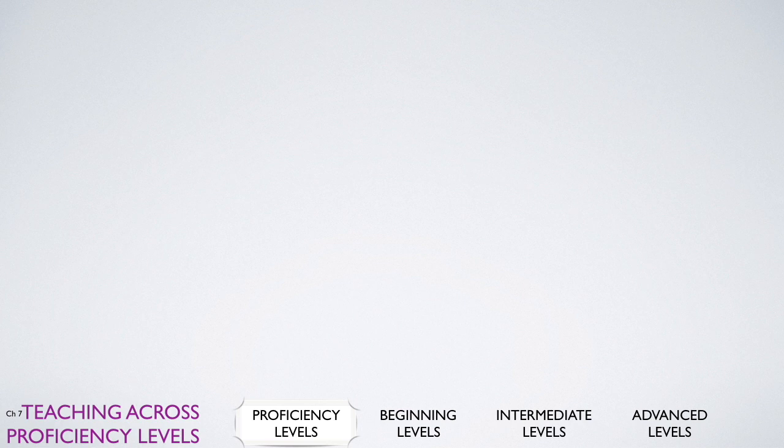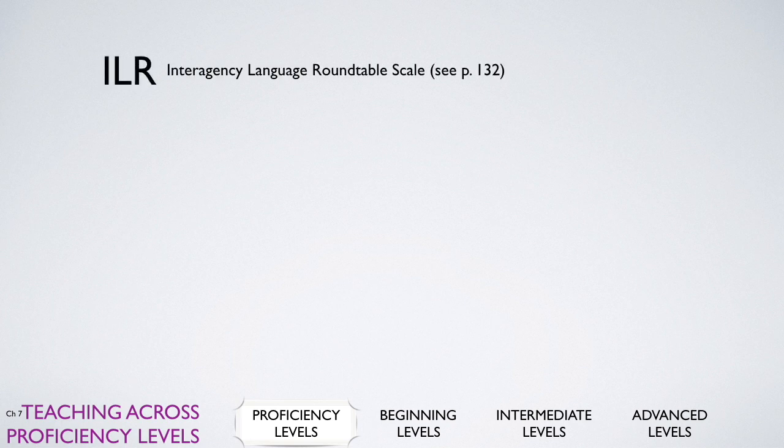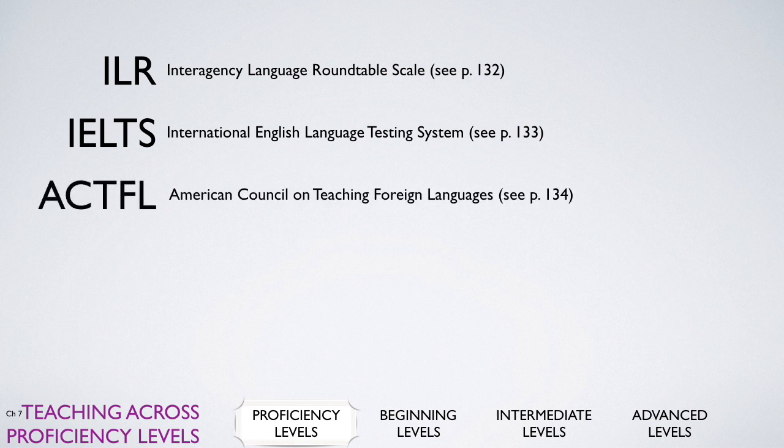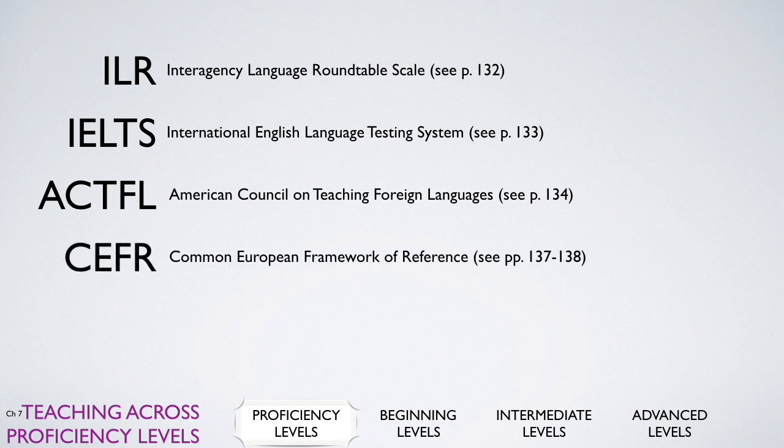of different linguistic levels. Now, we have descriptions such as the ILR scale, which you can see on page 132 of our book. The IELTS scale, which is summarized on page 133, the ACTFL proficiency guidelines, which you'll find on page 134, and probably the most popular one referred to these days, the Common European Framework of Reference, or CEFR, part of which you can find on pages 137 and 138.